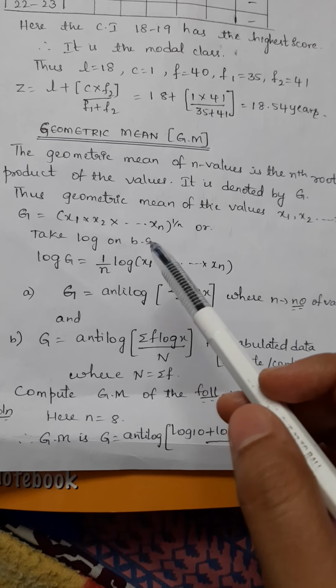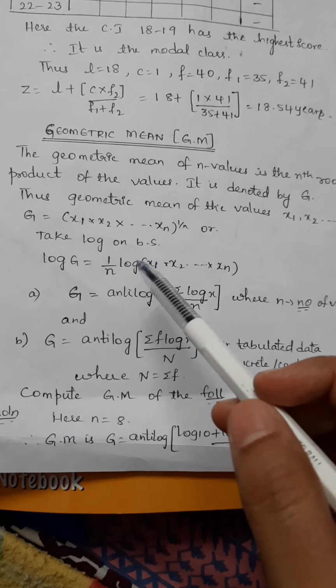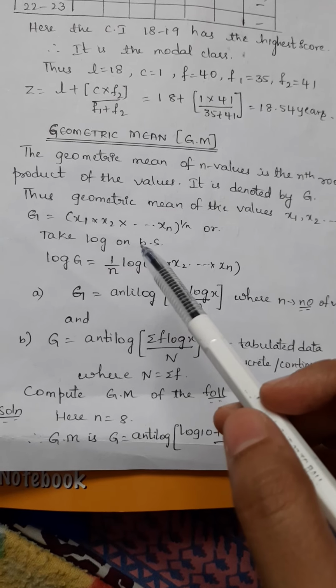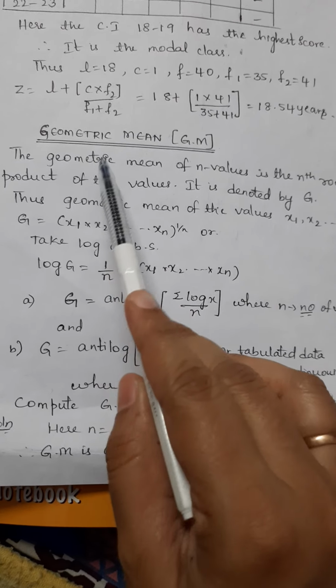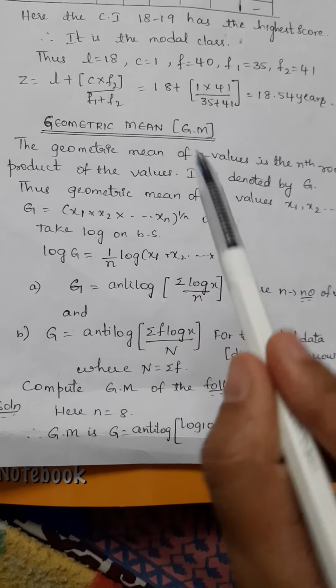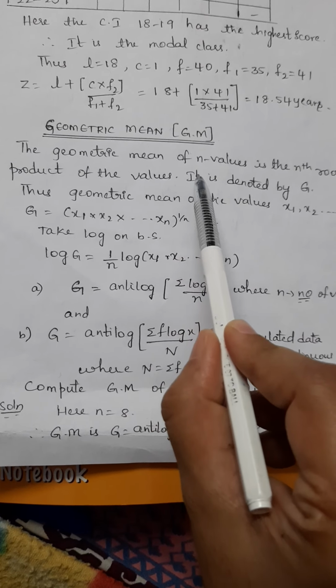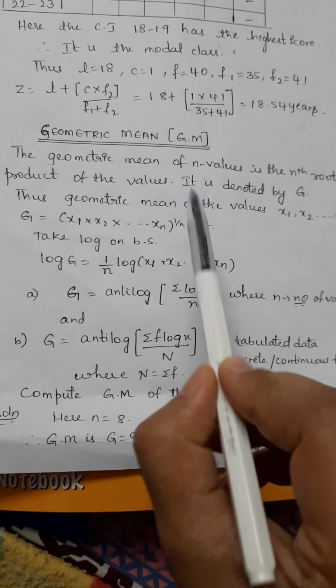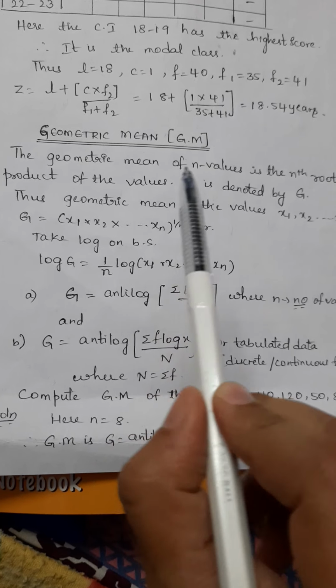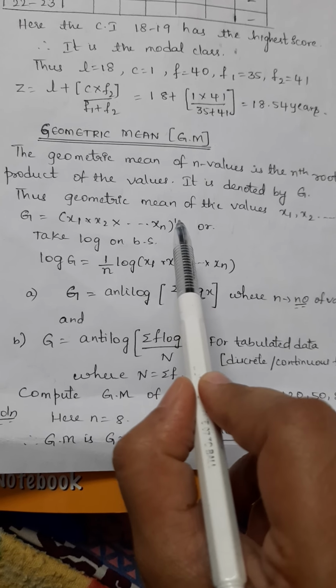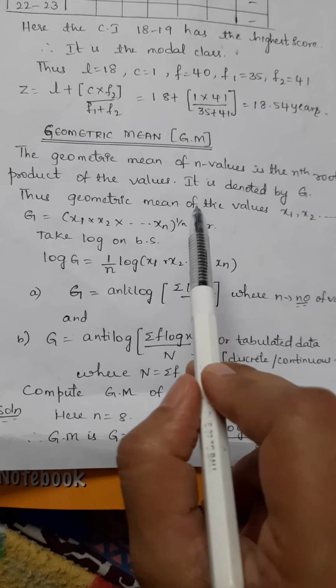In the last videos, we have discussed arithmetic mean, median and mode and its problems. Now let us deal with geometric mean. Geometric mean is nothing but a normal mean, but we take log on both the sides. So in geometric mean, we use logarithmic tables.